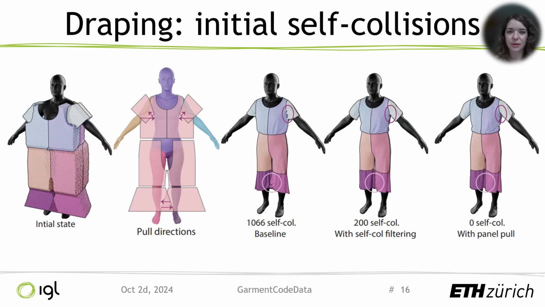The first issue that we stumble over is the self-collisions of the initial state. The simulators tend to preserve the self-collisions that are present in the initial state, so we had to add additional solutions to combat those. One of the main examples is pulling towards the body parts that correspond to each piece of the garment, to each panel of the garment. It allows us to create collision-free drapes, even in these extreme cases where we have a lot of initial intersections.